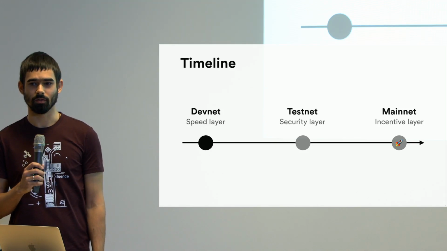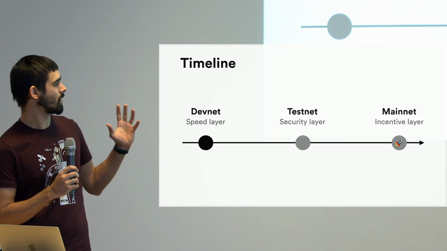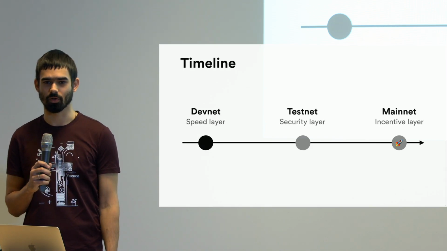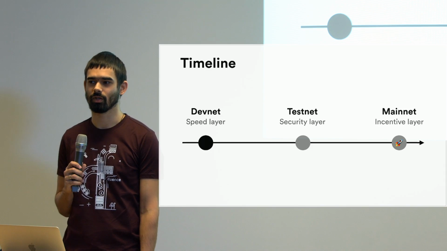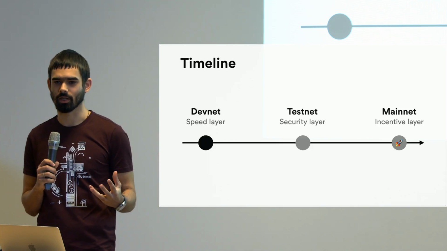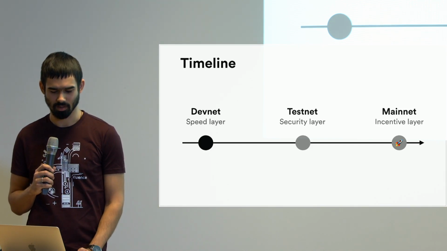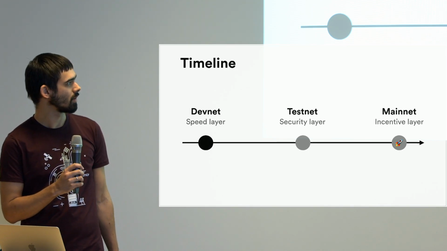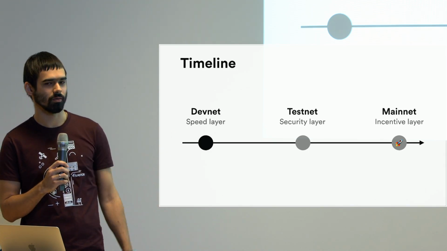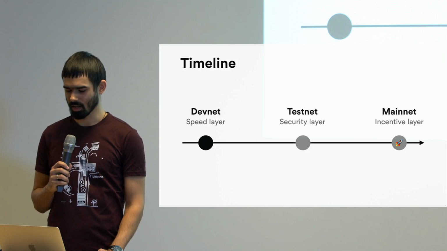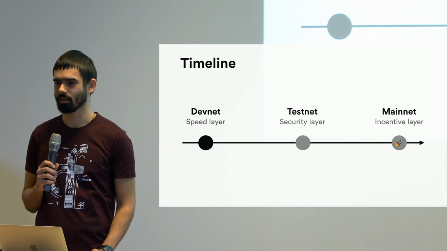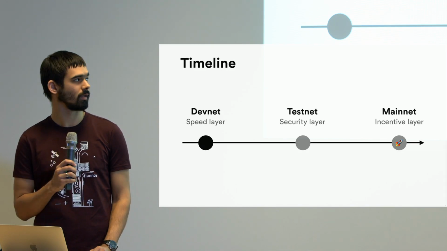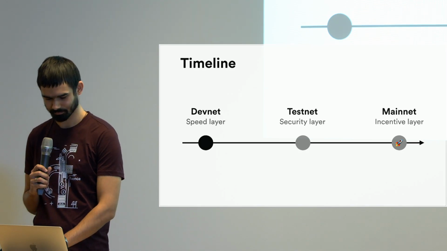That's how we decided to separate the major milestones of the network. At first, we implemented the speed layer, which enables decentralization of applications right ahead. The next milestone is the security layer with batch validation. And finally, we will have an incentivization layer, and that will make it the mainnet.